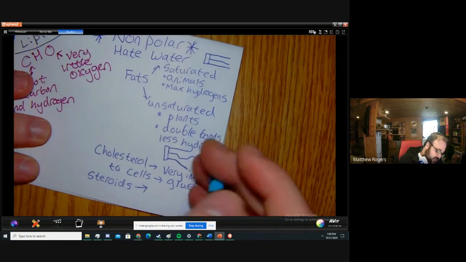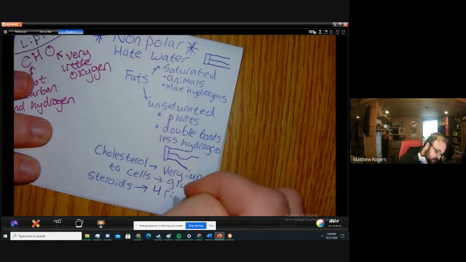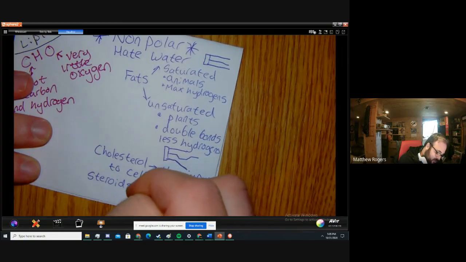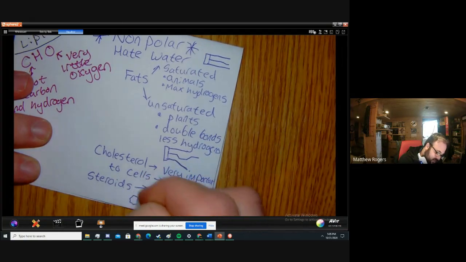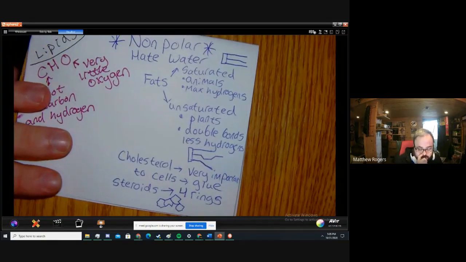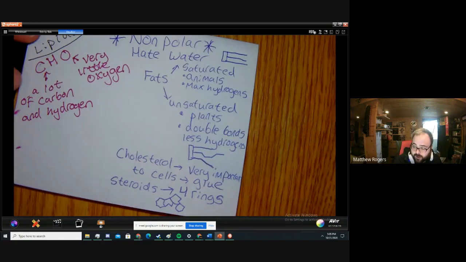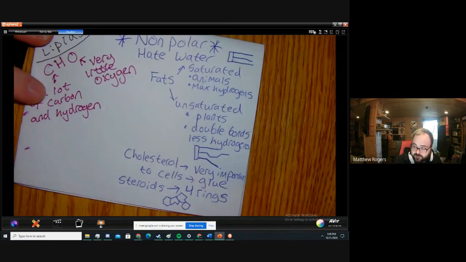And steroids, what's interesting about steroids is they're always four rings. And by that, I mean, when you look at a steroid, they're always four rings connected together. So four different rings. Those are probably the worst rings I've ever seen, but there's always four. Always four. All right. Got those. Awesome. Let's see what else we want to put.